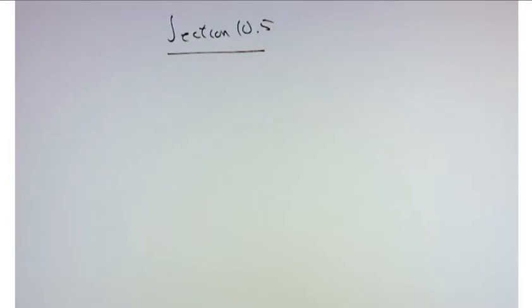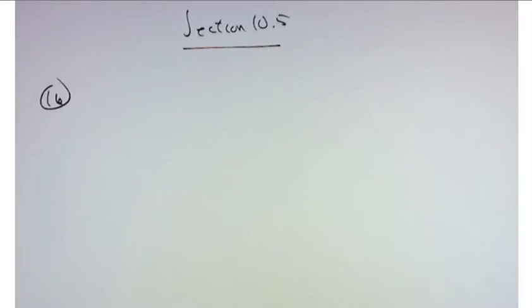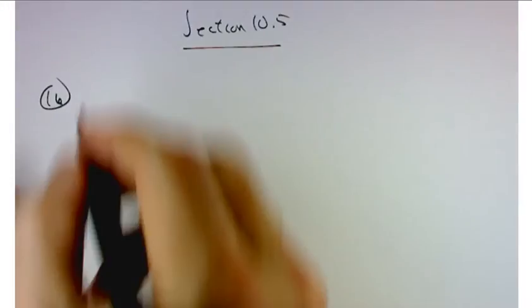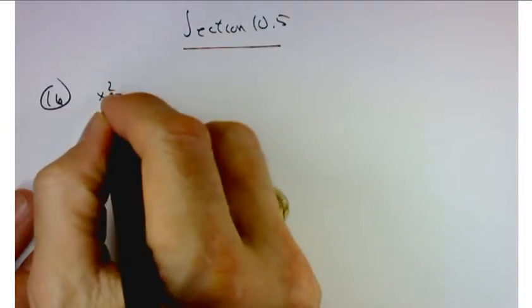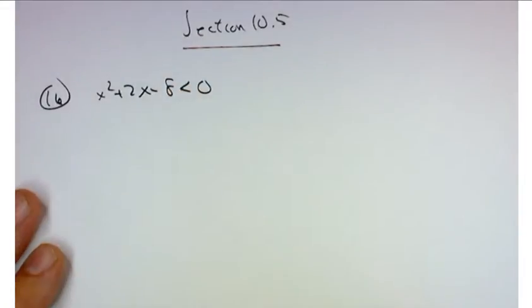So the last section in chapter 10 is going to have us working with polynomial inequalities, polynomial and rational inequalities. So let's take a look at some of the problems, starting with the polynomial inequalities. An example of one of those is x squared plus 2x minus 8 is less than 0.